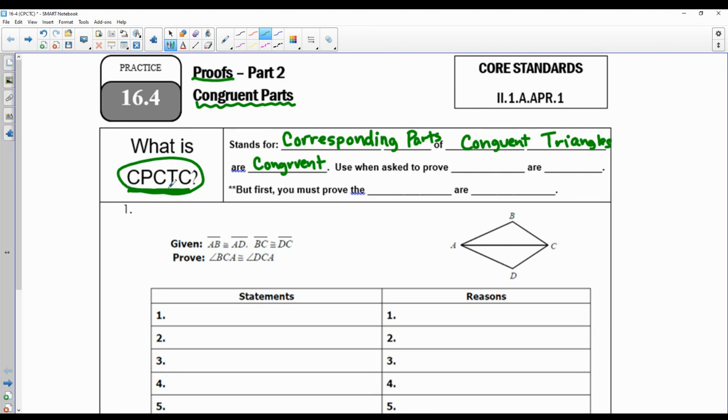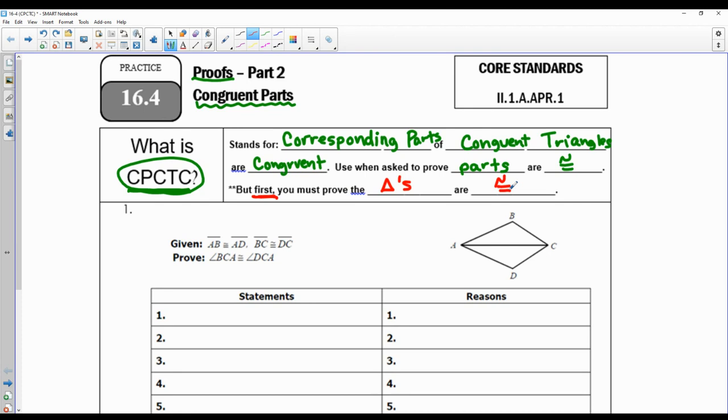So when you're asked to prove that parts are congruent, we're going to use it as parts because it could be sides or it could be angles. You're going to use CPCTC. Now, in order to use CPCTC, this is huge and important: you first have to prove that the triangles are congruent, just like you did in 16.3. And then you could say, since the triangles are congruent, all the corresponding parts match up, all of the angles and all of the sides.